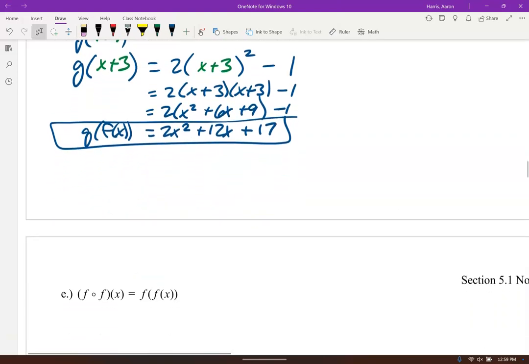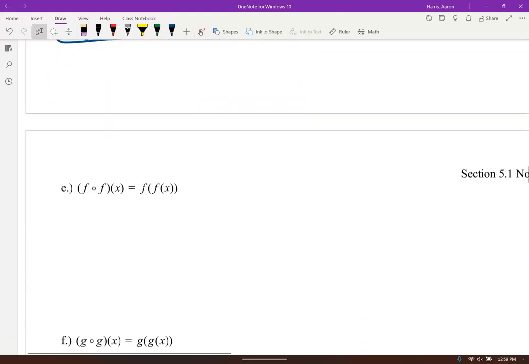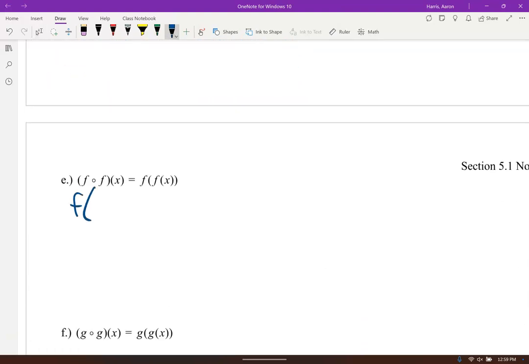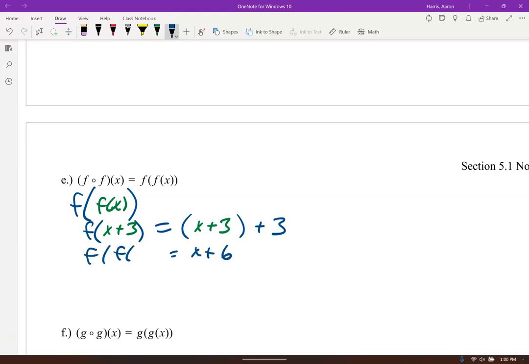A couple more here. F of f of x. So remember our f of x is x plus 3. So now we're using f. F is x plus 3. But f is going in. This is f of f of x. F is going in, so x plus 3 plus 3, which is just x plus 6. So f of f of x is x plus 6.